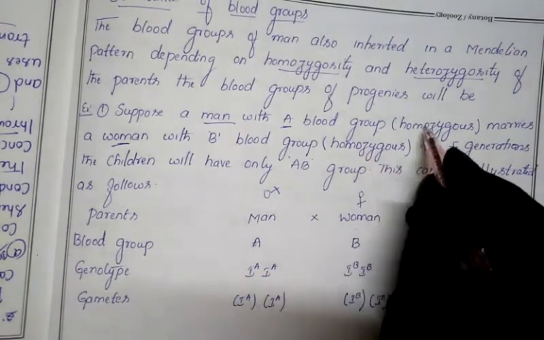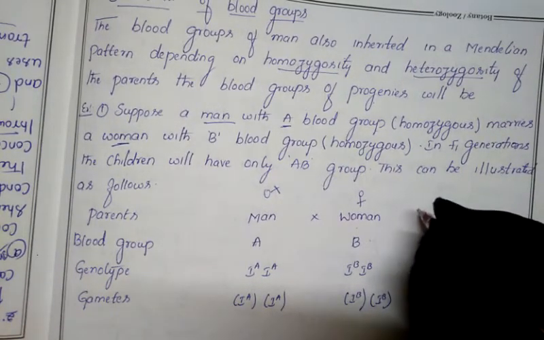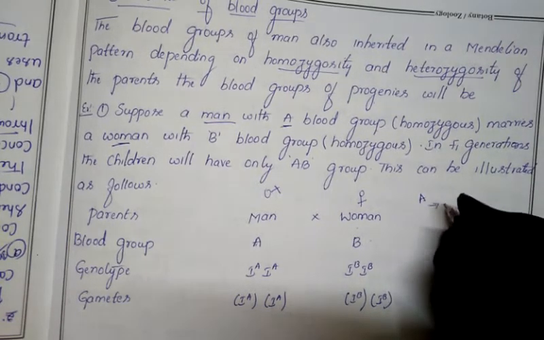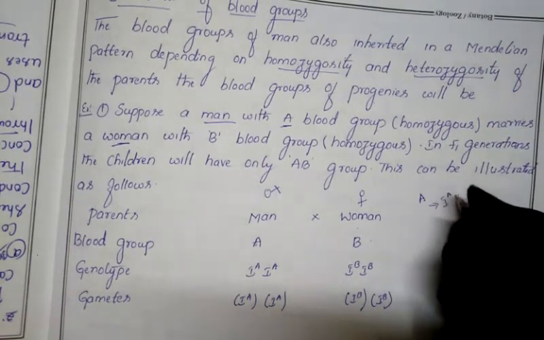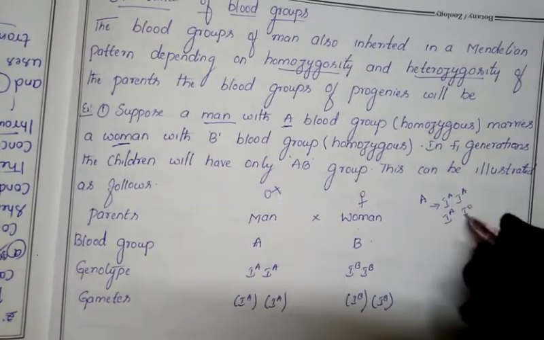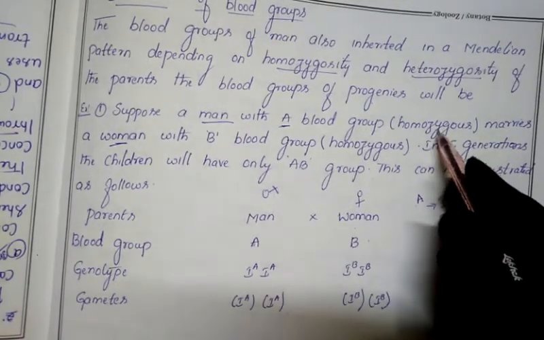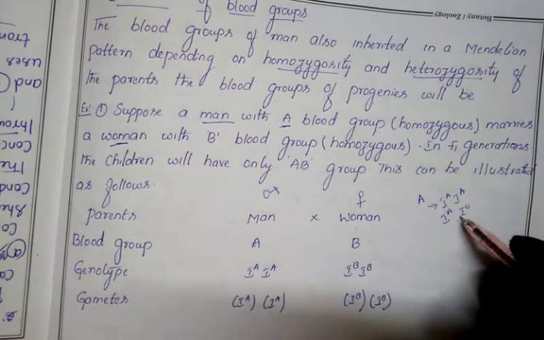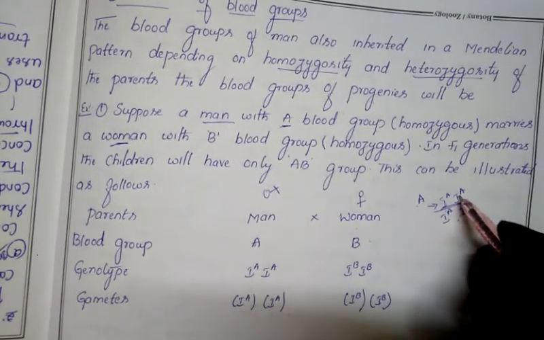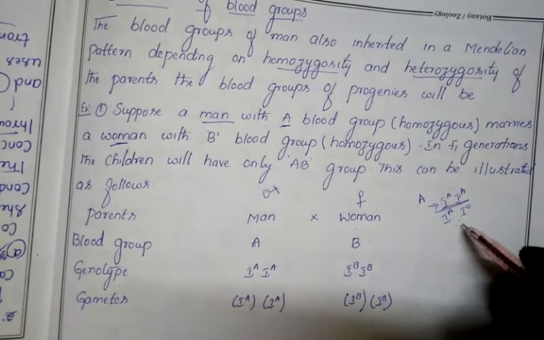Now in the bracket they have given homozygous. You know very well homozygous and heterozygous. For A blood group we can write two types of alleles: IA IA, and IA IO. These are the two different types of genes we can write for A. But here they mention homozygous, so we have to write IA IA, because both are the same. If they mention heterozygous, then we have to take the other type of alleles.